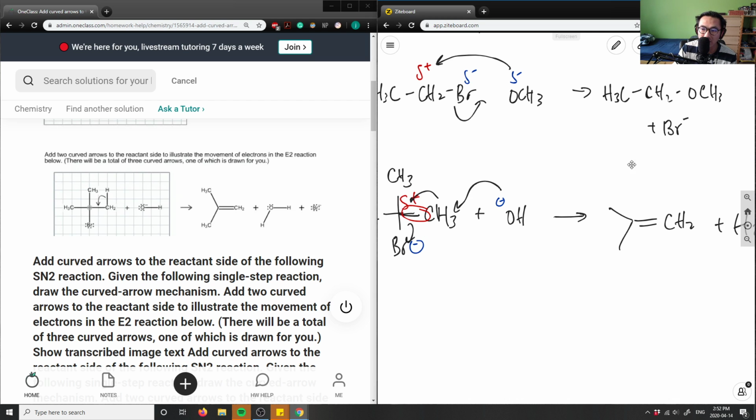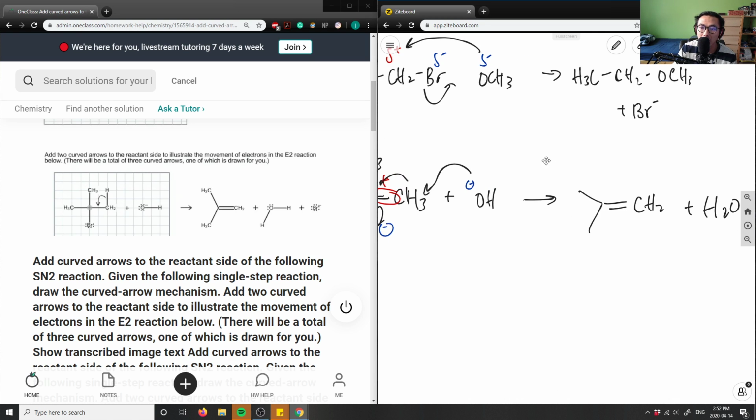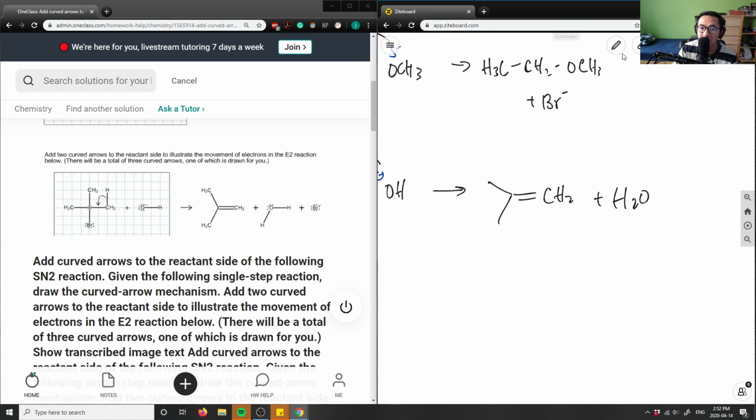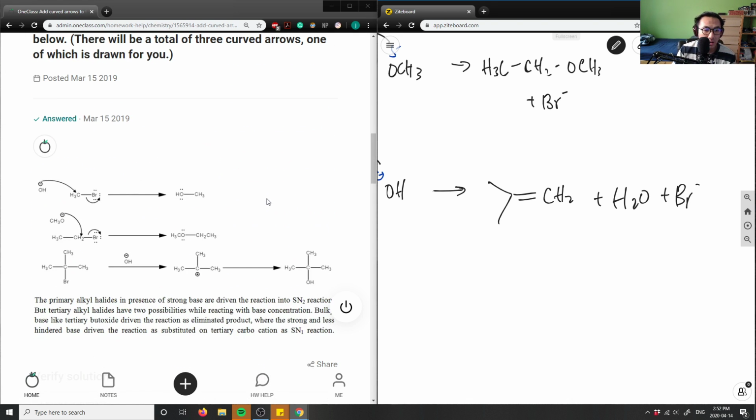And this bromine gets kicked out, and I get the water here, and I get H2O, and I get Br minus, right? Because again, the bromine doesn't have anything to bond with here, so these are my side products, Br minus. Okay, so that's correct here.